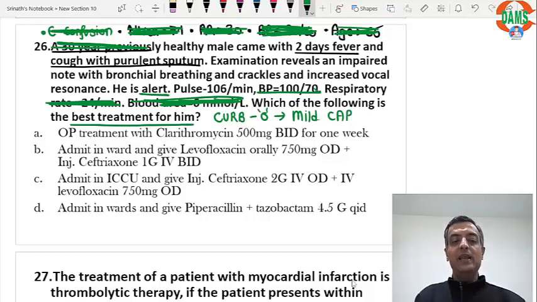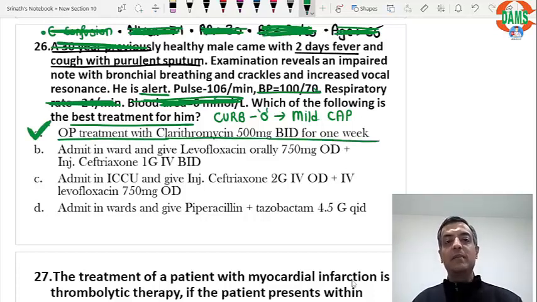In a mild pneumonia, you can start the patient on OPD treatment with macrolide therapy. OPD basis treatment with macrolide therapy would be the best single answer.